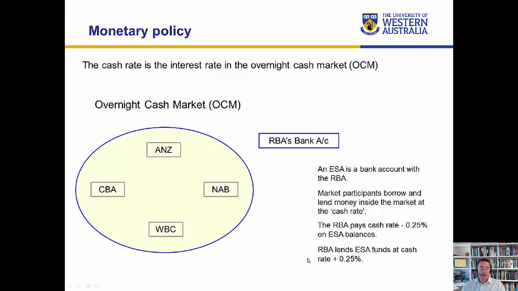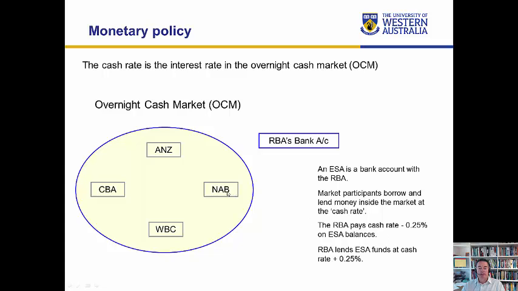Okay, one thing to note here, one question that I have been asked in the past is, what happens if no one wants to lend ANZ $500 on that particular day? Well, that never actually happens. If we have a look down here on the right-hand side, you'll see that the RBA pays the cash rate minus 0.25% on ESA balances. So if the cash rate is currently 5%, then any money these banks have sitting in their exchange settlement account earns 4.75%. So 25 basis points below the 5% cash rate.